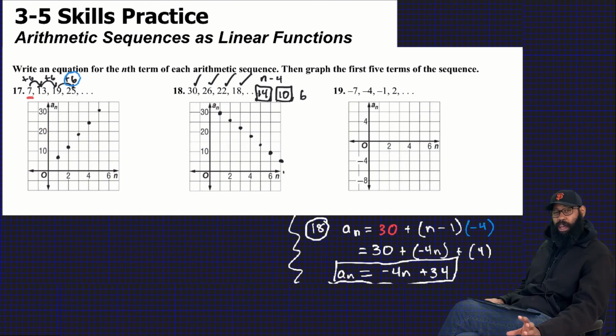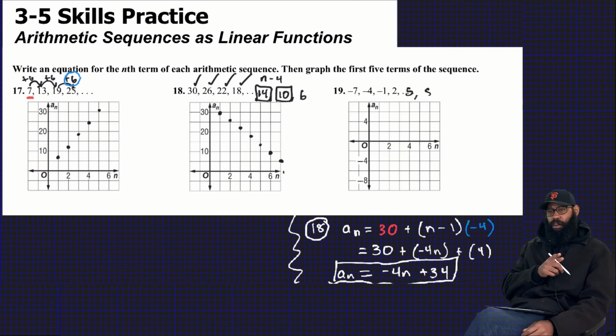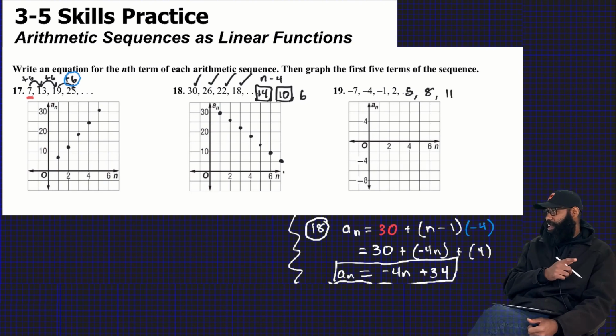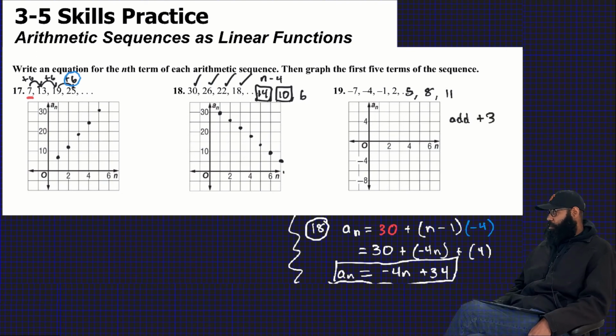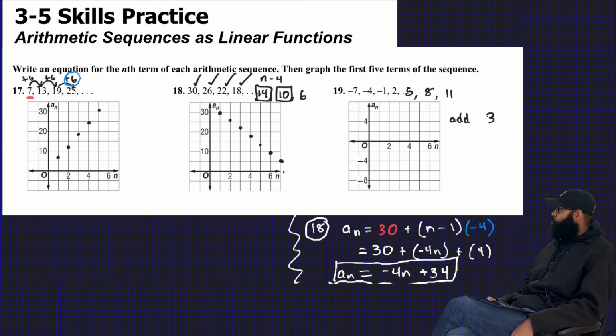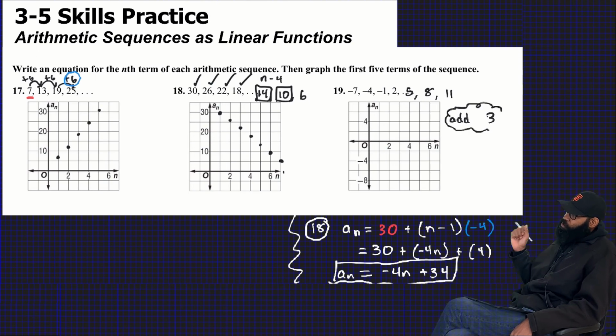One of the things I was thinking about doing was plugging in and making sure that the 5th number is 14, that the 6th number is 10, and so on. Try that on your own, but let's go ahead and knock out 19 and the next few numbers because I easily see, let's just add 3. Negative 7 plus 3 is negative 4. Negative 4 plus 3 is negative 1. 2 plus 3 is 5. 5 plus 3 is 8. 8 plus 3 is 11. So the rule is to add 3.